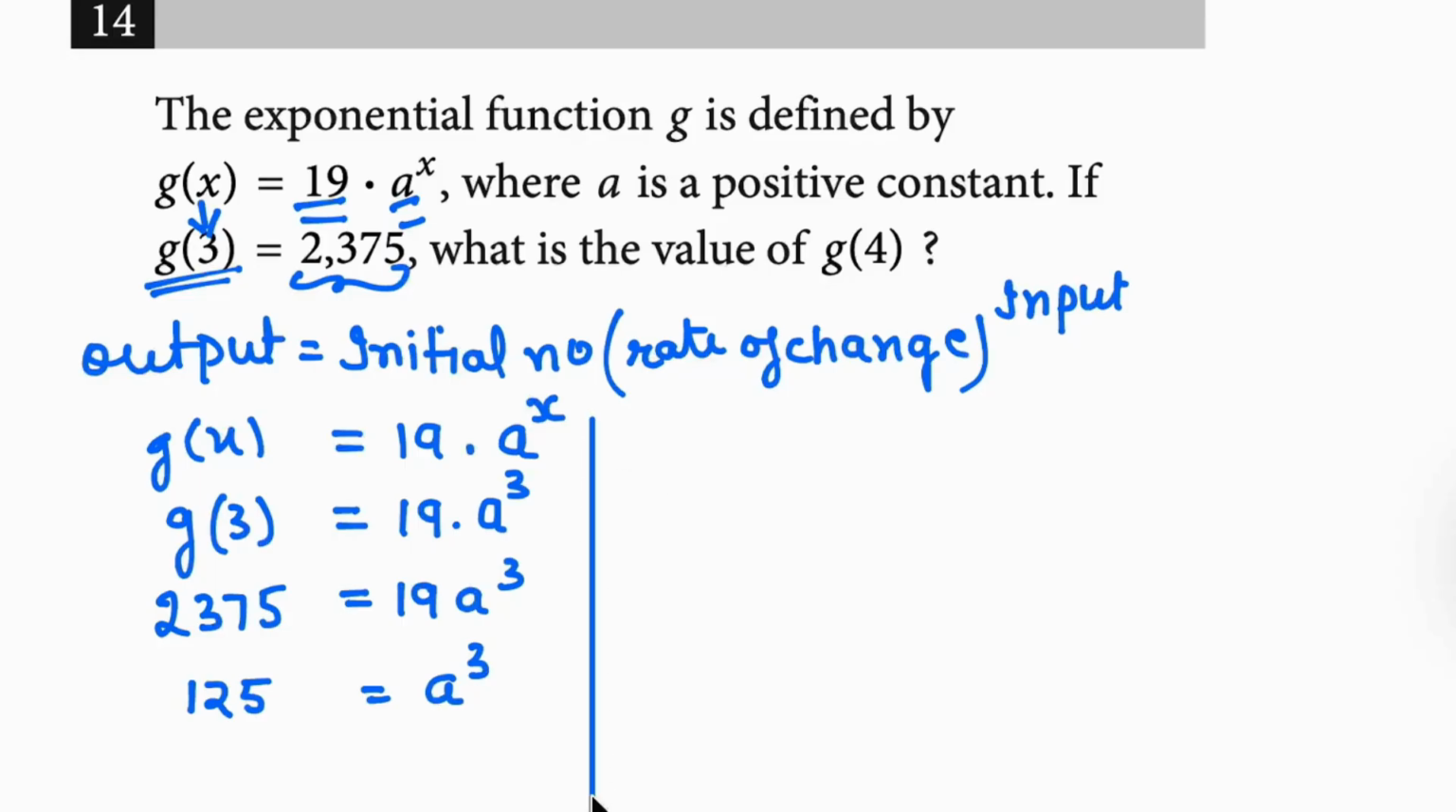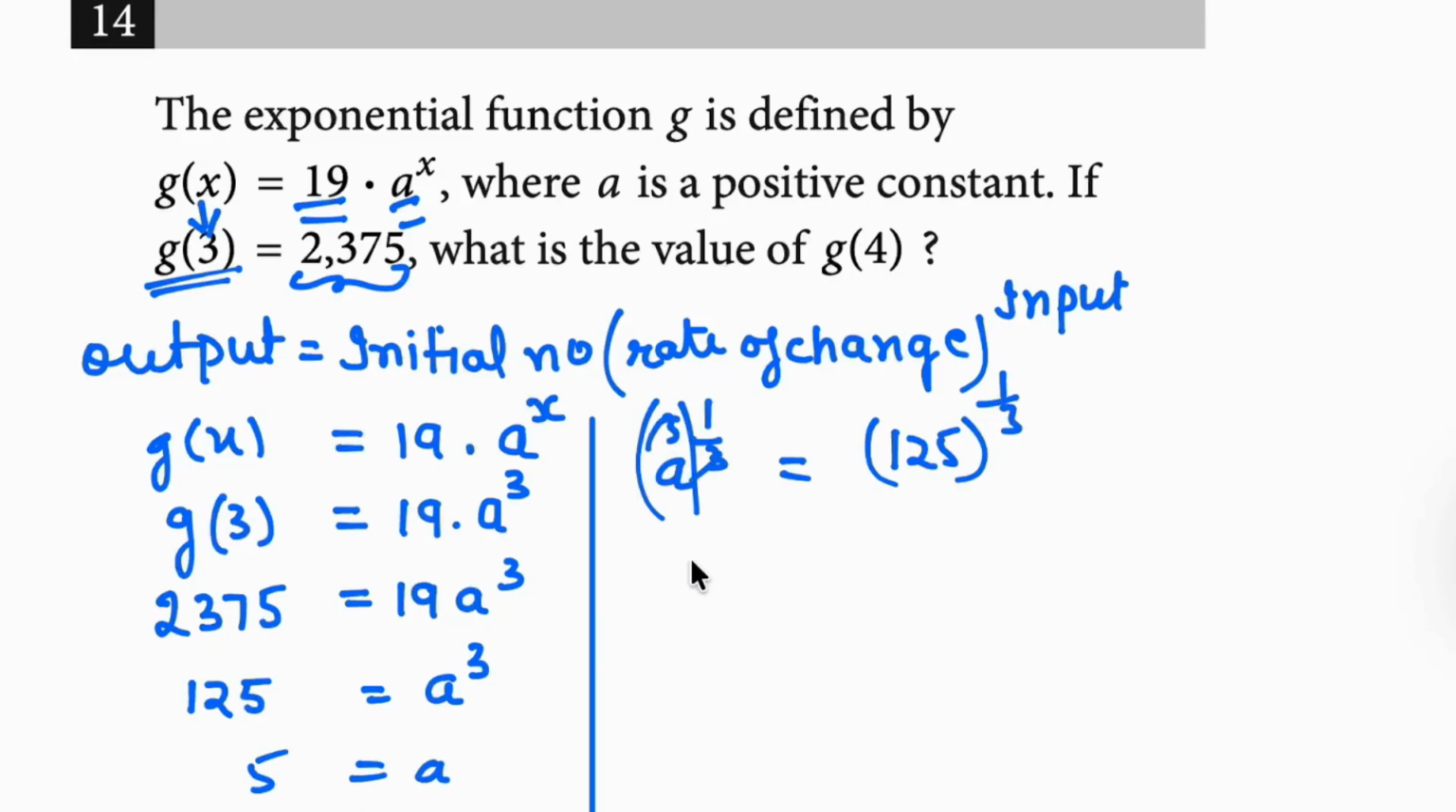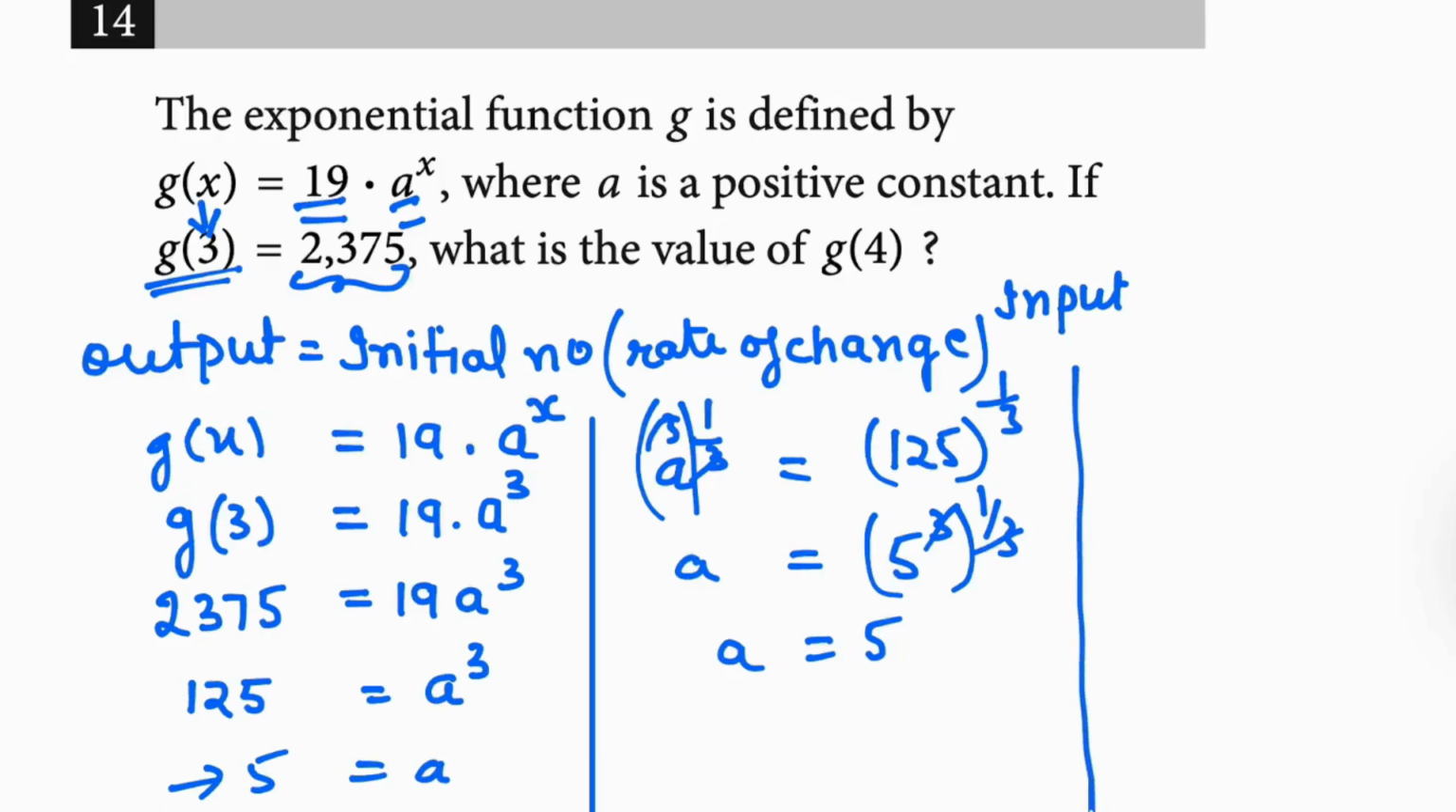Next step, we need a, not a cubed. So raise both sides to the power 1 by 3. I am explaining every single step, but what is assumed is that you can simply write this answer like this. Okay, a is equal to 5 cubed raised to the power 1 by 3, so a is equal to 5. Yes, you know how to solve this, but you have to reach a certain speed where you can calculate this a directly. Okay, next step is we need to calculate g(4).